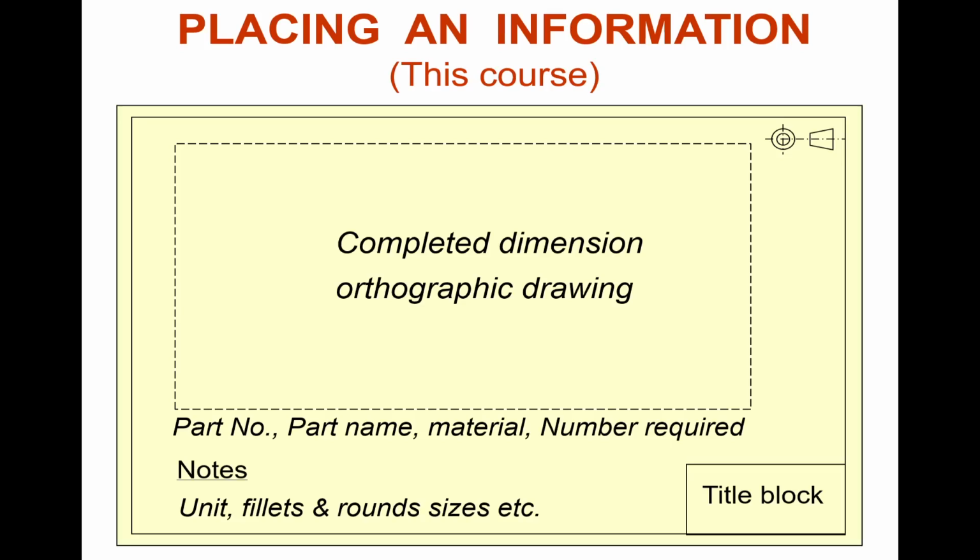Okay, so this is an example of how we place information. So in the middle, inside this dash block, this is where your completed dimension of orthographic drawing will be located. Okay, and then you will put part number, part name, material and number required, and also notes. Okay, this is the title block.